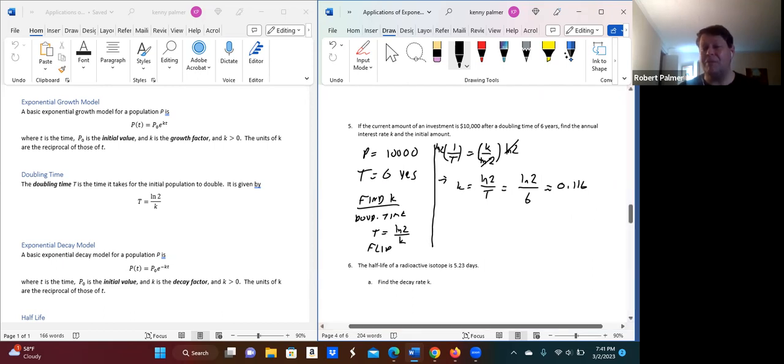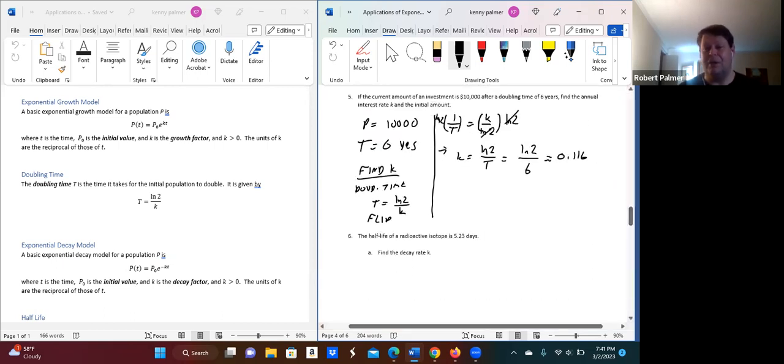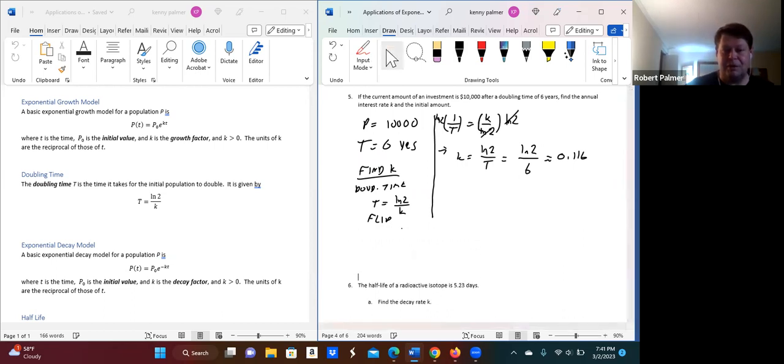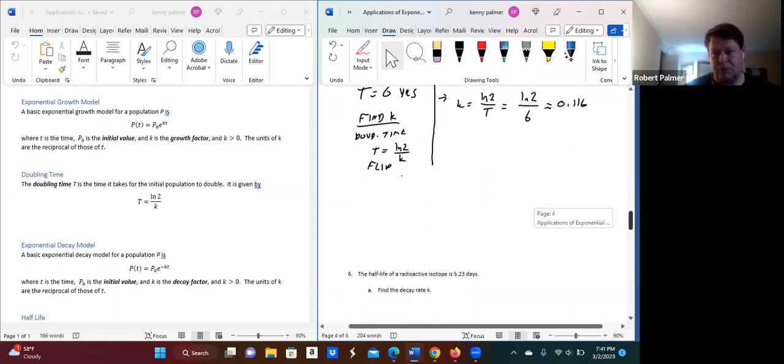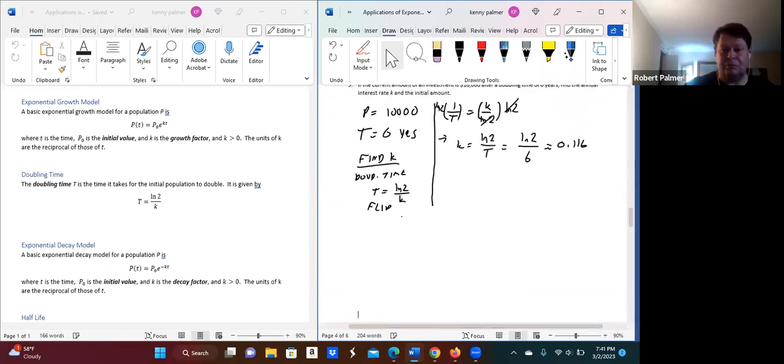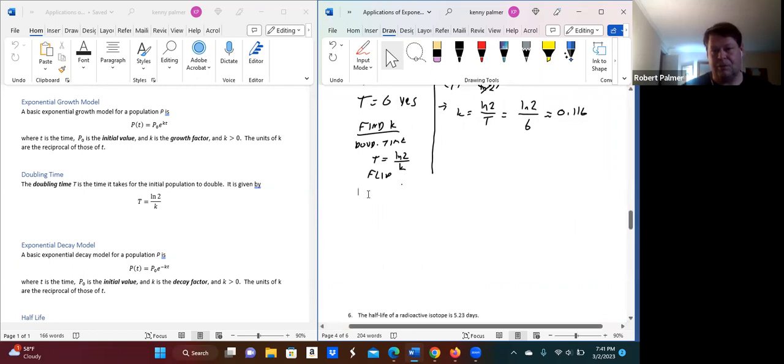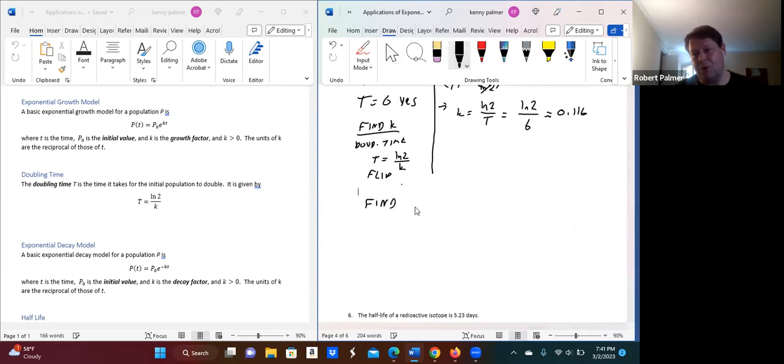Now, how can we find the initial amount? All right, so let's find the initial amount. And once again, let me just move everything down here, the rest of this page for this. Okay, so now I want to find the initial amount. All right, how can we do that? Well, let's plug everything in.